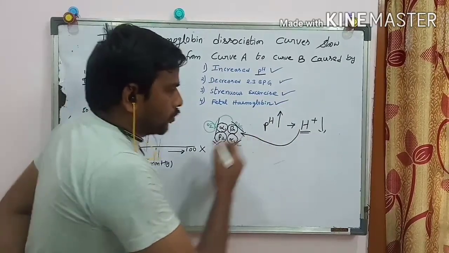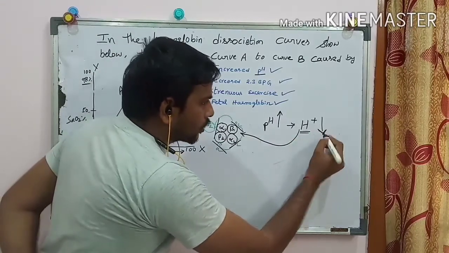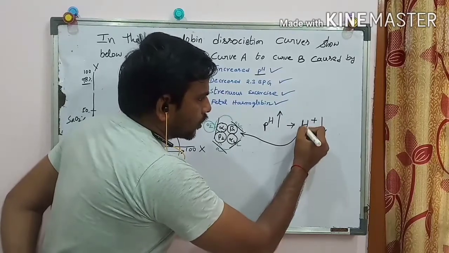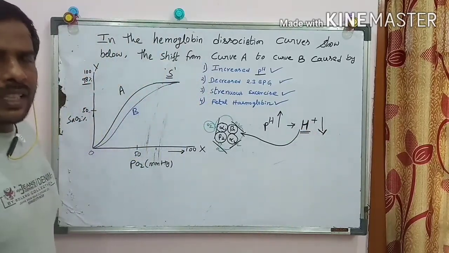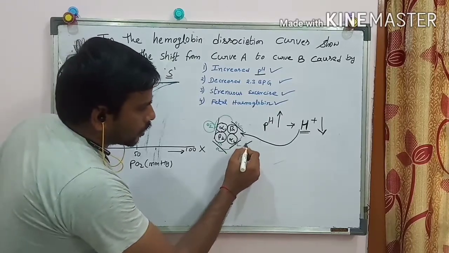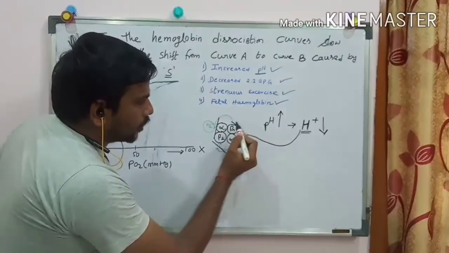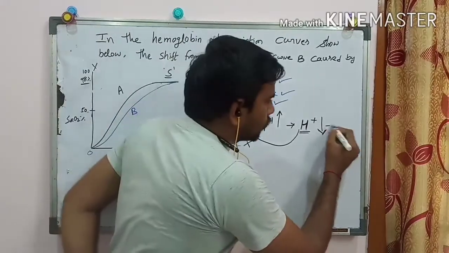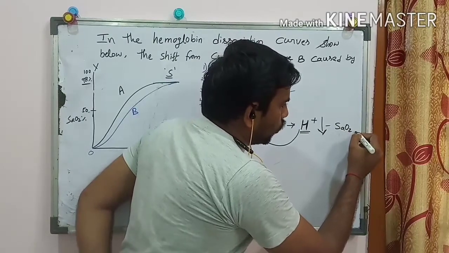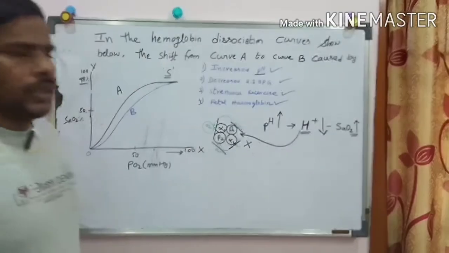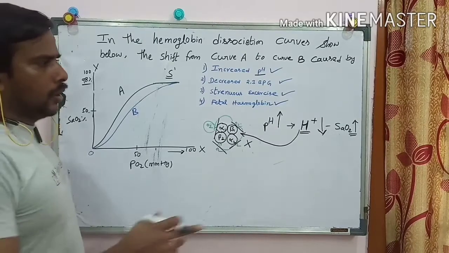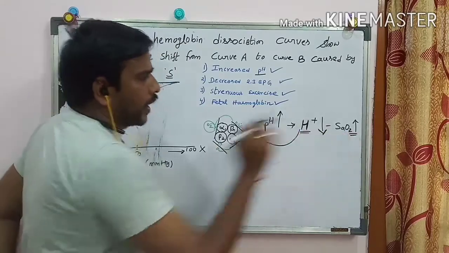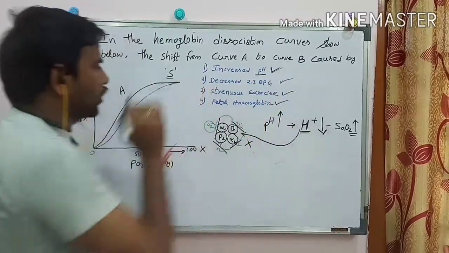So when H plus concentration is less, as in the first option, increased pH, the acid concentration decreases. So it cannot disturb the binding affinity between oxygen and hemoglobin. In this case, the saturation of O2 is high. It cannot be disturbed. Understand? When H plus ions are less, the percentage of saturation is very high. Remember the first option. Later we will discuss those options.